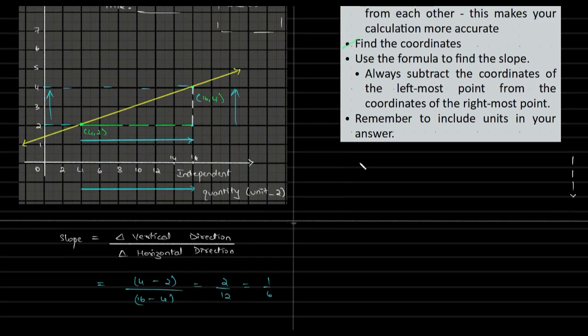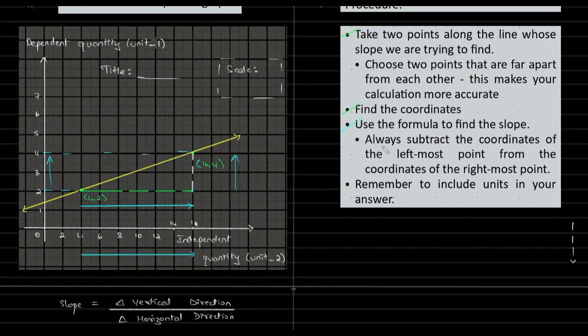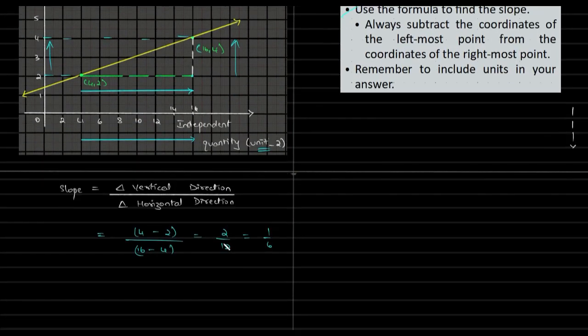You'll understand that later. So we use the formula. Always subtract the coordinates of the leftmost point from the coordinates of the rightmost point. We did that. 16 and 4, 4 and 2. Remember to include units in your answer. The unit here is unit 2 and unit 1. So the numerator will be unit 1 divided by unit 2. So this is how you find a slope.